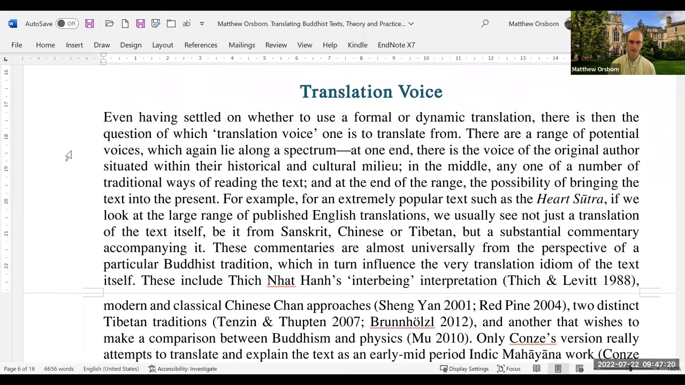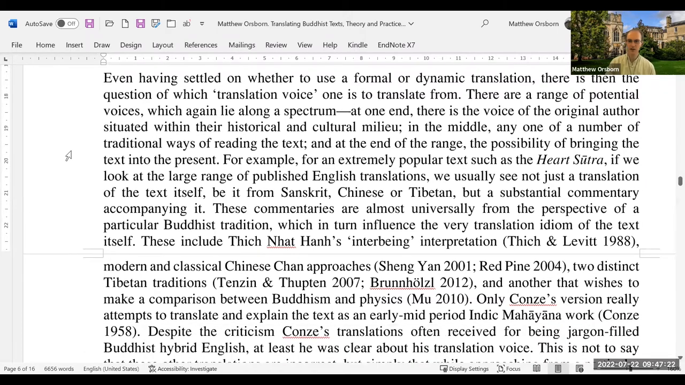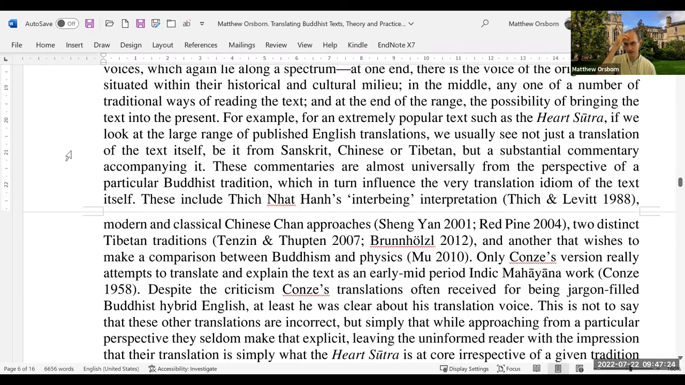So for example, for an extremely popular text such as the Heart Sutra, right, Banrosin Jing, if we look at the large range of published English translations, we usually see not just a translation of the text itself, whether it's from Sanskrit, Chinese, or Tibetan, but a substantial commentary accompanying it. It's because the sutra is so small, right? It's like 2 pages long. So they write a whole commentary that goes with the translation.